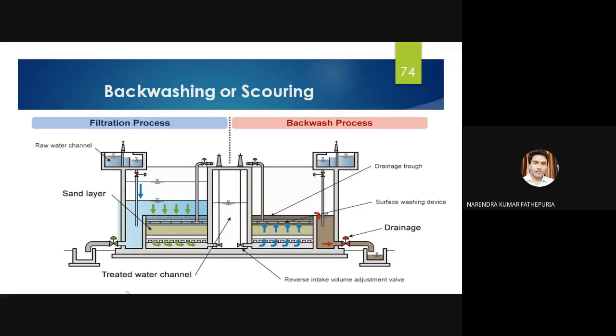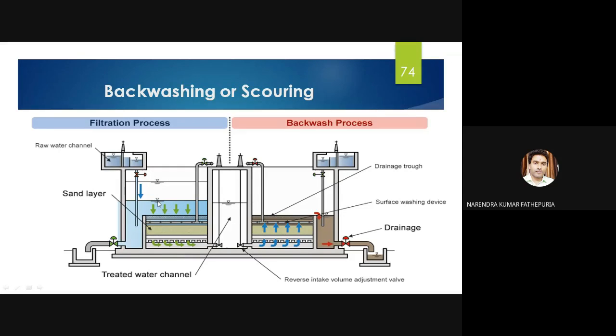Now we'll come to the backwashing of filters. See the diagram for backwashing. Here is the filtration process in that part. After that, the backwashing process is carried out. Fresh water is coming from the top to the trough.